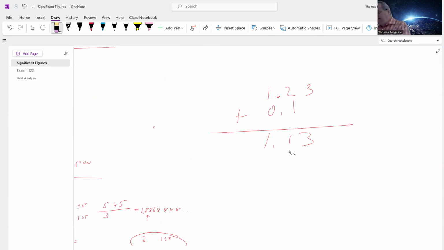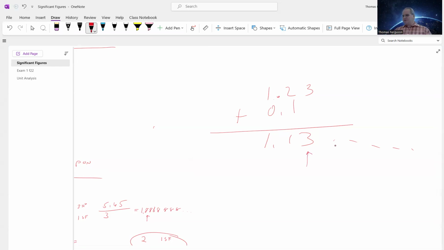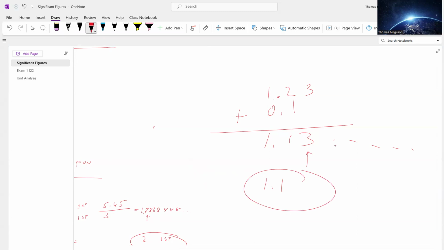So that means we're going to round to that. It doesn't matter what's over here. The only one that's important is the second one, this one here. That determines what the first place is going to be. So it's from 0 to 4. So we're just going to drop it. So the answer is 1.1. And again, it's the weakest one. It's the least precise one.